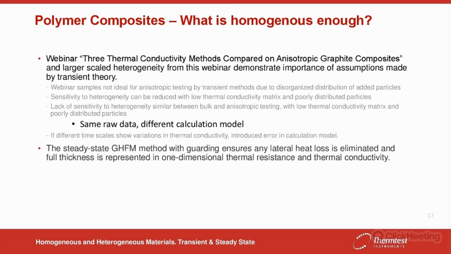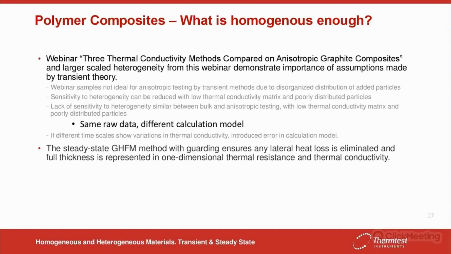Ultimately, our findings from this build off of a previous webinar entitled Methods Compared on Anisotropic Graphite Composites, which I invite anyone to listen to on our webinar. But we introduced larger scale heterogeneity in this webinar to demonstrate the importance of the assumptions made by transient theory. Transients, it's true, are easy to use, or the perception is that they're easy to use. They have rather complex math and calculation models with them. They're fast, but that comes with satisfying assumptions or knowing your material and the effects of air.